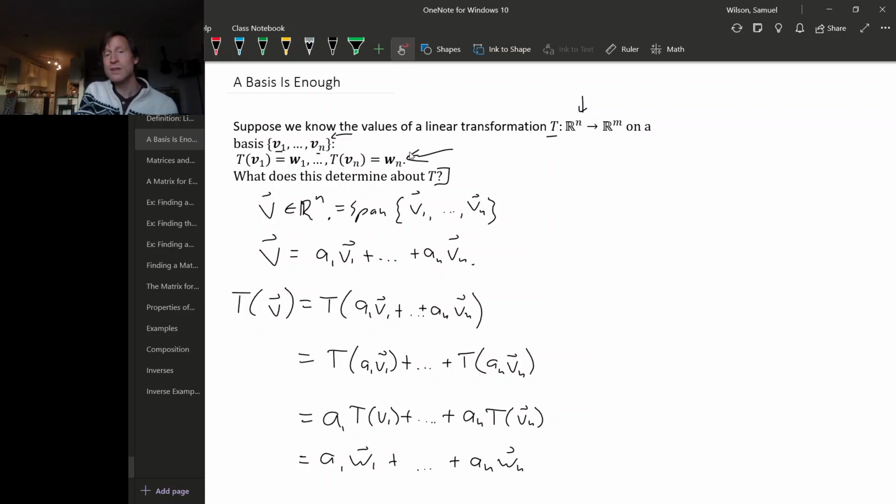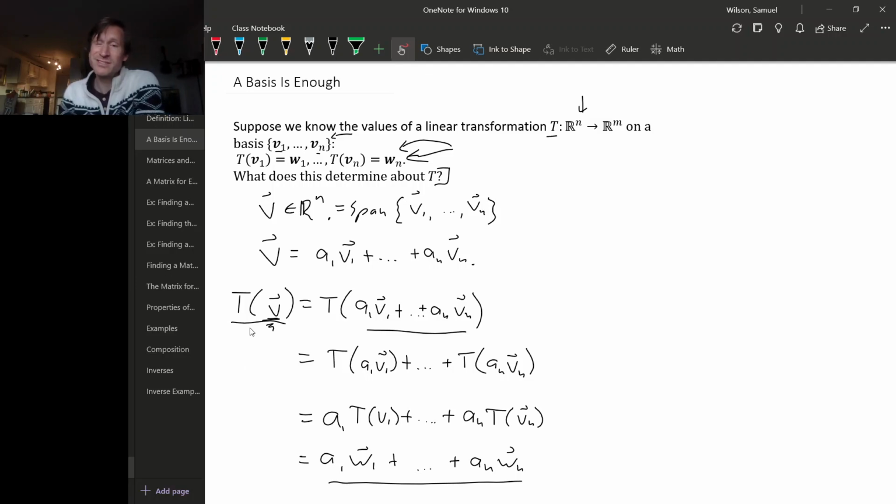So using only our knowledge of the linear transformation on a basis, we are actually able to compute the result of the linear transformation on any vector v. All we have to do is express v as a linear combination of the basis, which is possible because it's a basis, and then use the linear transformation properties that t has. And we're able to come up with an expression for the result of the linear transformation applied to v.